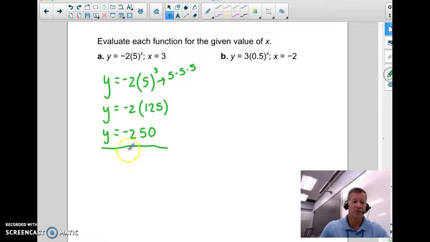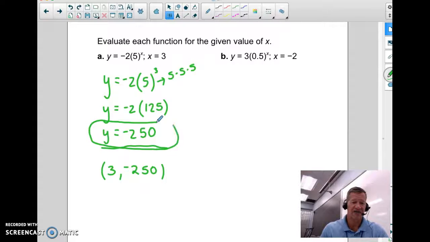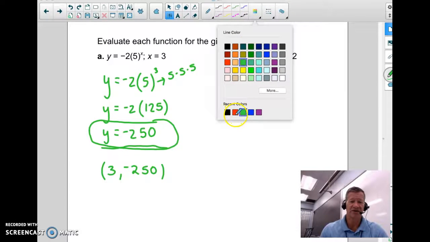The implication of this is that if we were to graph this function, the function would have a point with an x value of 3 and a y value of -250. Your answer, however, is right here. The y value is -250. I just want to show you really quick. Actually, I'll do one more example and then I'll show you how to enter these expressions into your calculator.